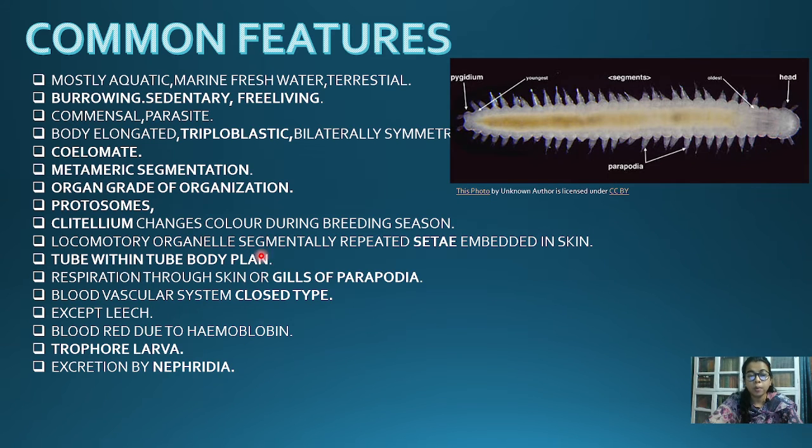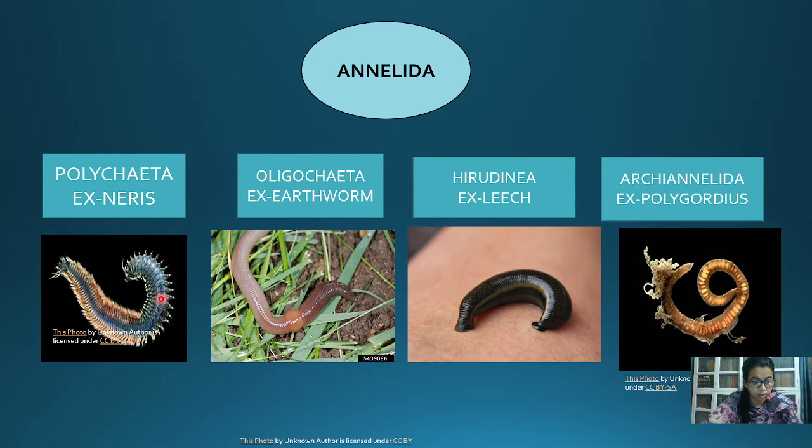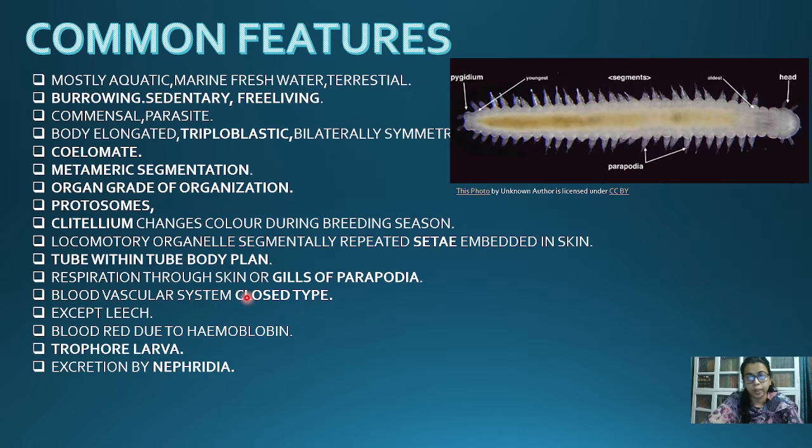Next, the locomotory organelles are segmentally repeated and setae are embedded in the skin. You can see these are the parapodia. Parapodia are the locomotory organelles and setae are present. These hair-like structures are known as the setae, embedded in the skin.